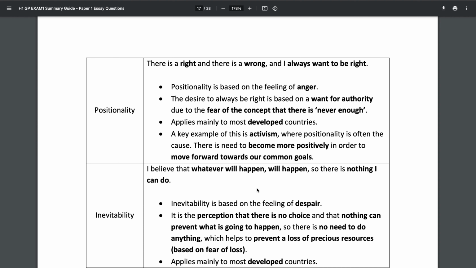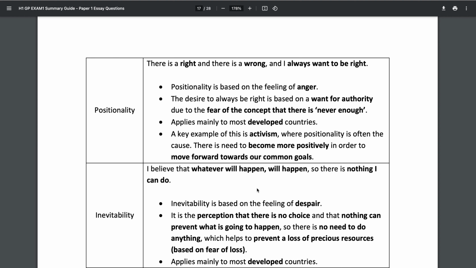Positionality refers to the fact that there is a right, there's a wrong, and I, as a person, I, as a government, always want to be right. And this is based on anger. The desire to always be right is on a want for authority due to the fear that there is never enough. Right? And so the idea is that because I feel so strongly that this thing I'm arguing for is right and I need to be right. I need to be right because I deserve to be right. Everybody else cannot be right. Okay? And so it is a fear that there is never enough.